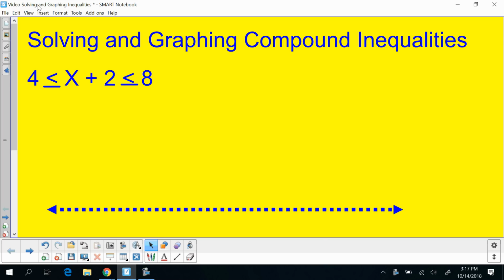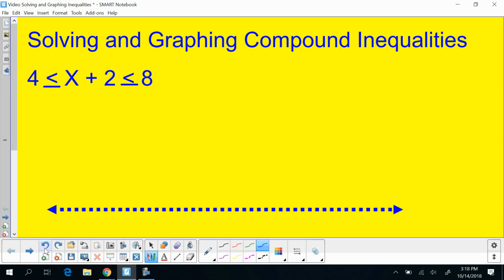If you see an inequality like this, where the x term or the variable is in the middle, this means that 4 is less than or equal to x plus 2, and also x plus 2 is less than or equal to 8. So the term in the middle, the x plus 2, is both greater than or equal to 4, and also less than or equal to 8.